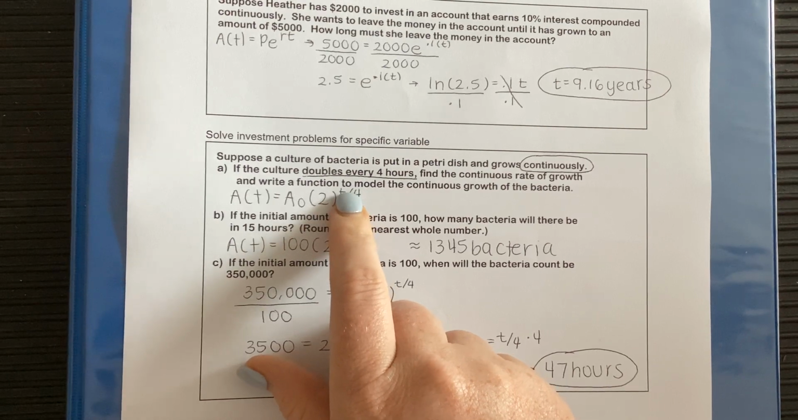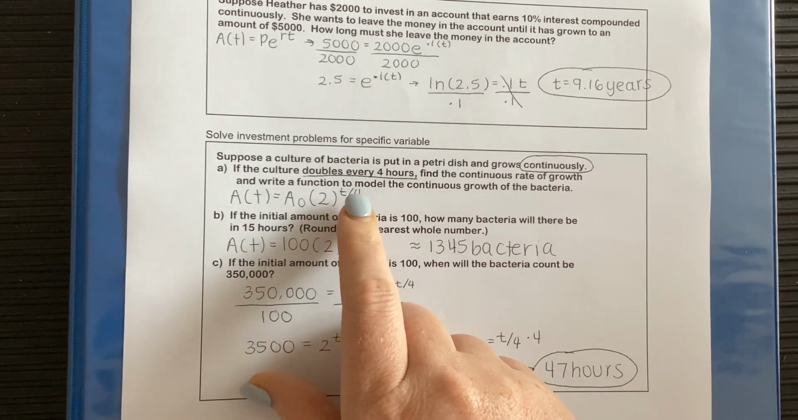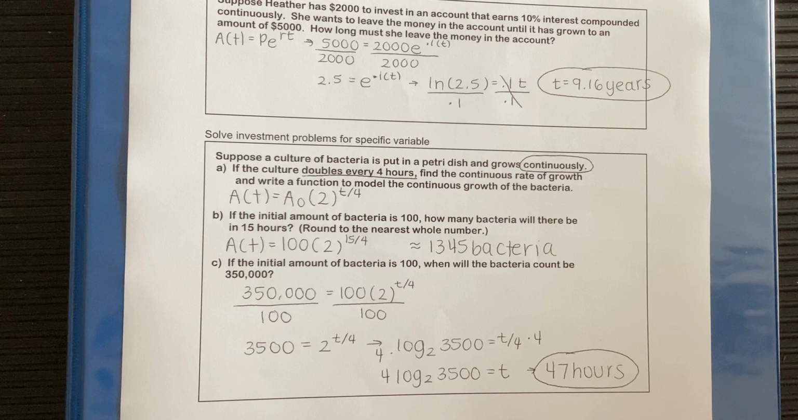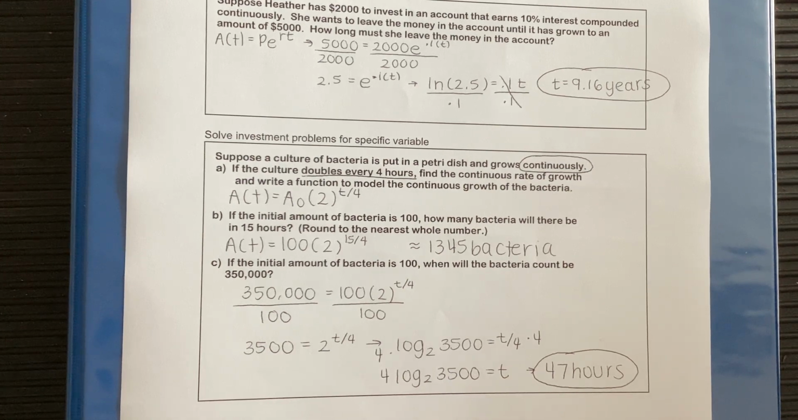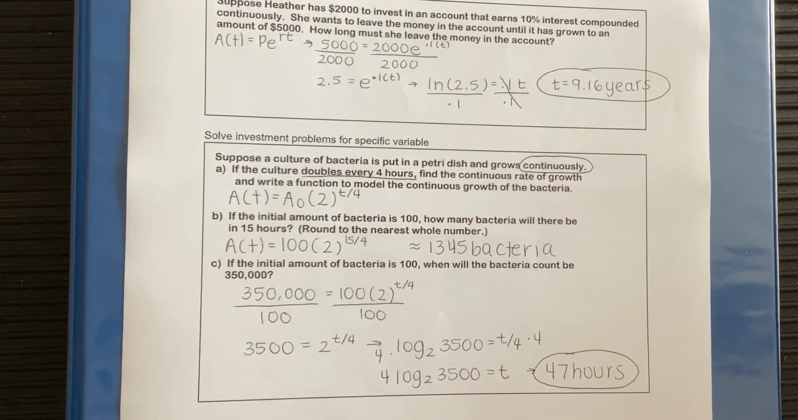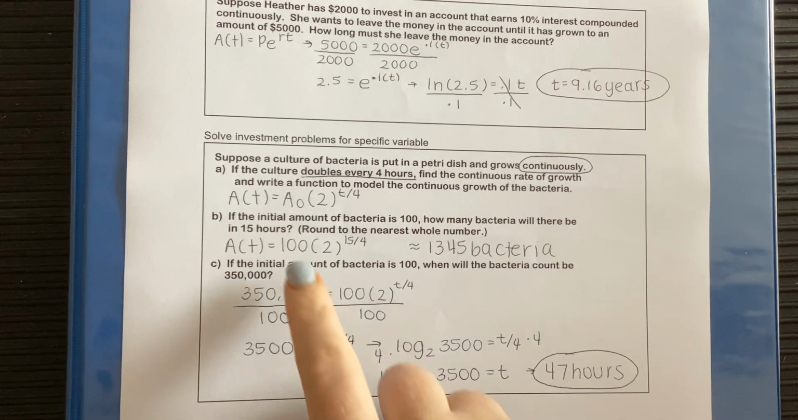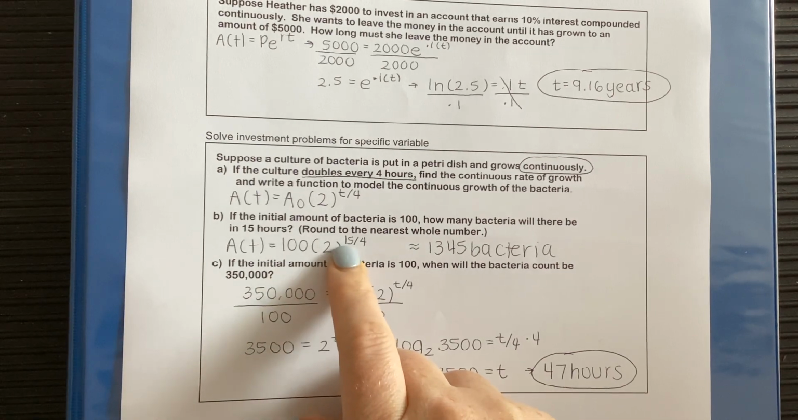If I plugged in 8 hours, that would be the second time, 12, third time. But you need to make sure you're dividing by that. If it was every 2 hours, divide by 2, every 5 hours, and so on and so forth. All right? So that's your equation. And then it gives you a couple different ones where if the initial amount was 100, how many bacteria will there be in 15 hours? So that's plugging in 100 for your starting, 15 for your time.